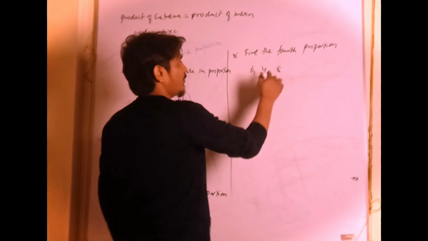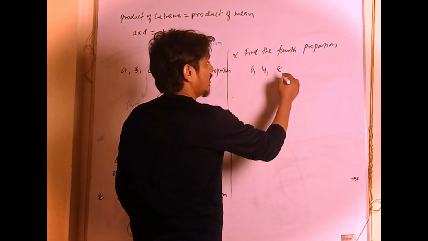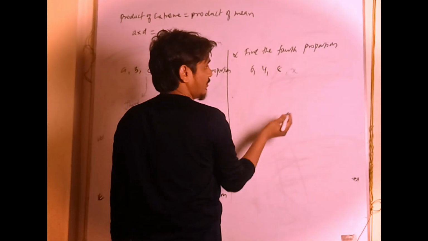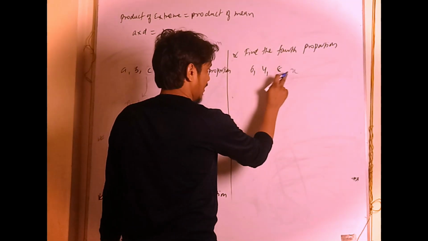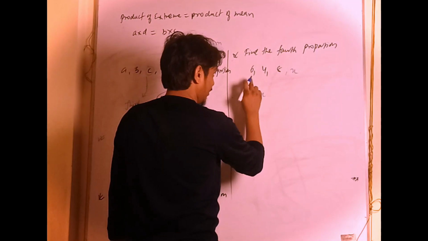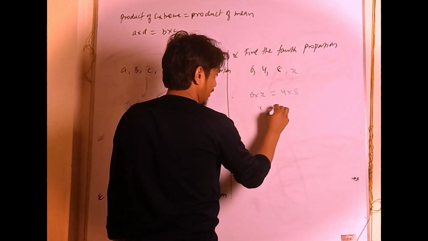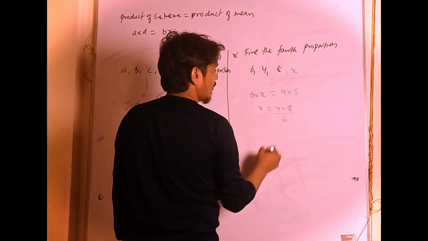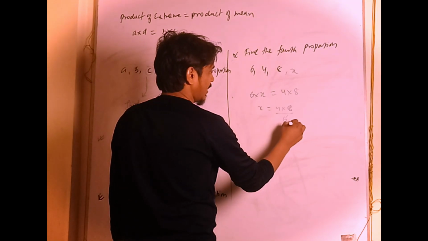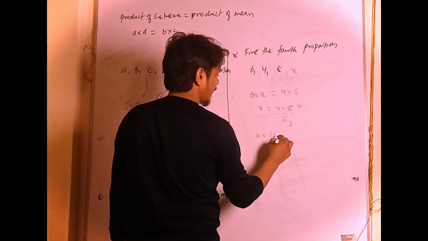As the fourth proportion is missing, we can consider it as x, and then use the product of extremes equal to the product of means. So 6 into x is equal to 4 into 8. So x is equal to 4 into 8 by 6. Upon cancellation we get x equal to 16 over 3.